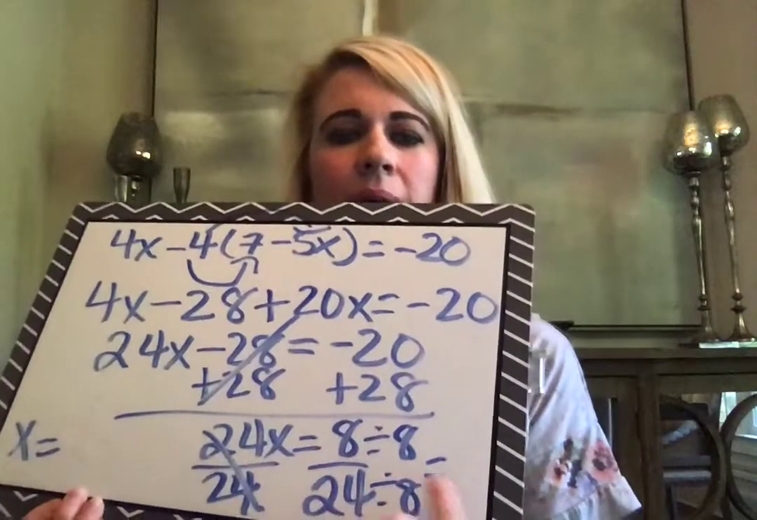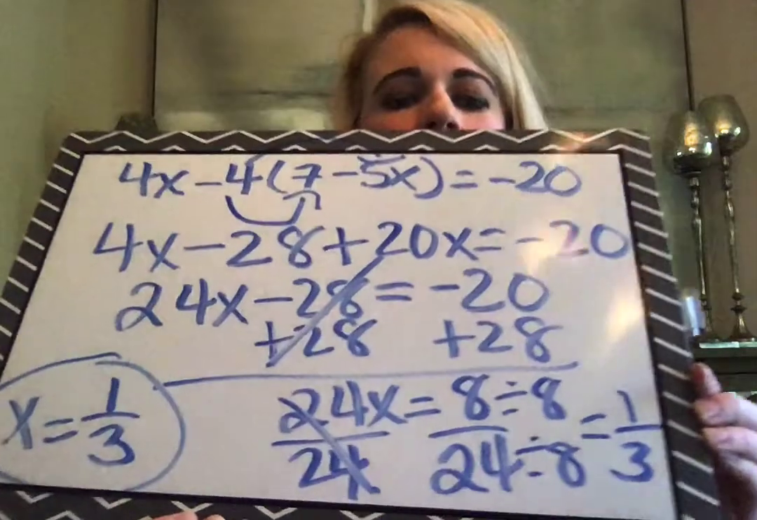So I'm looking at 8 over 24. What is something that can go into both 8 and 24? 8 can. So you will divide the numerator by 8 and the denominator by 8. And 8 divided by 8 is 1. So that's your numerator. And 24 divided by 8 is 3. So your answer is 1/3. So x equals 1/3.